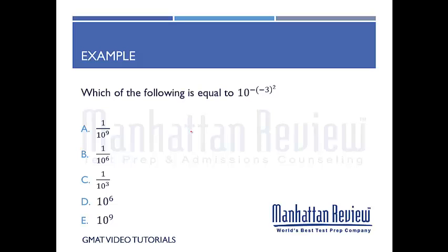Let us see how the questions are going to appear based on negative exponents on the GMAT. Which of the following is equal to 10 power minus of minus 3 whole square? So here 10 power minus of minus 3 whole square can also be written as 10 power minus 9. Let's recall one property of exponent which says a power minus n is equal to 1 by a power n. So 10 power minus 9 can also be written as 1 by 10 power 9. So the correct answer to this question is answer choice A.